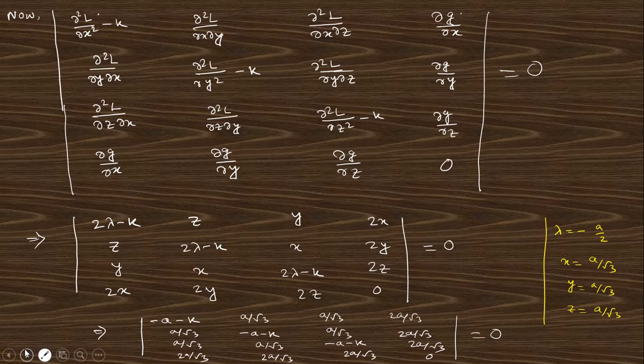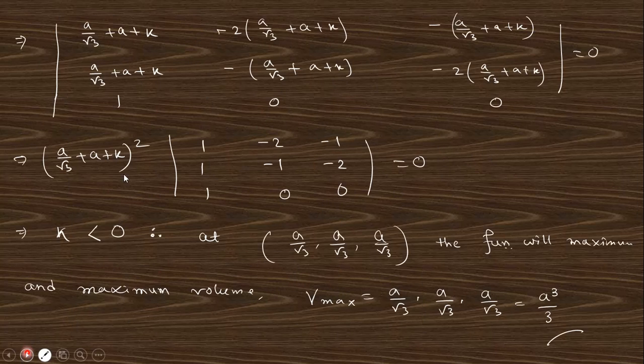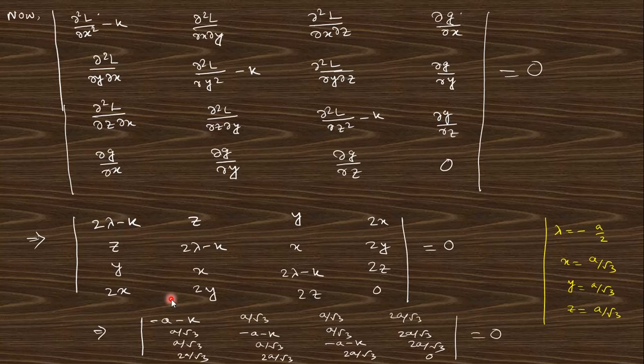And after putting this value and doing this sum, that is the arrangement of the determinant for finding the value of this k. So you will finally get this type of equation, where you can see here, since this is plus, k will be negative, that is less than 0. K is negative means the point we obtain will be the maximum.